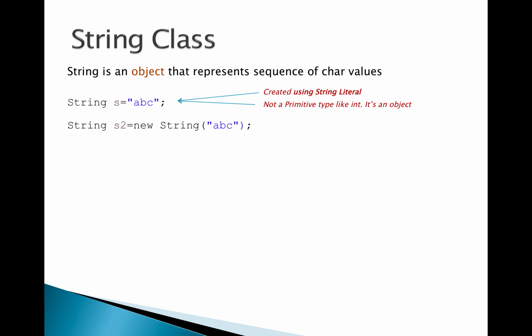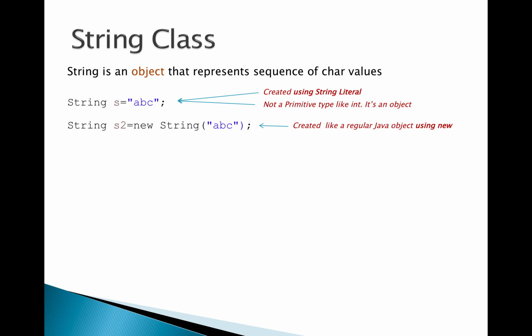String is not a primitive type like integer. Although we created it in a similar pattern, like int a is equal to 10, we do String s is equal to "abc". It's a very common way of defining strings or assigning string values. But string is not a primitive and it is an object. So it should not be confused with primitives, even though the way you assign the values is going to be similar.